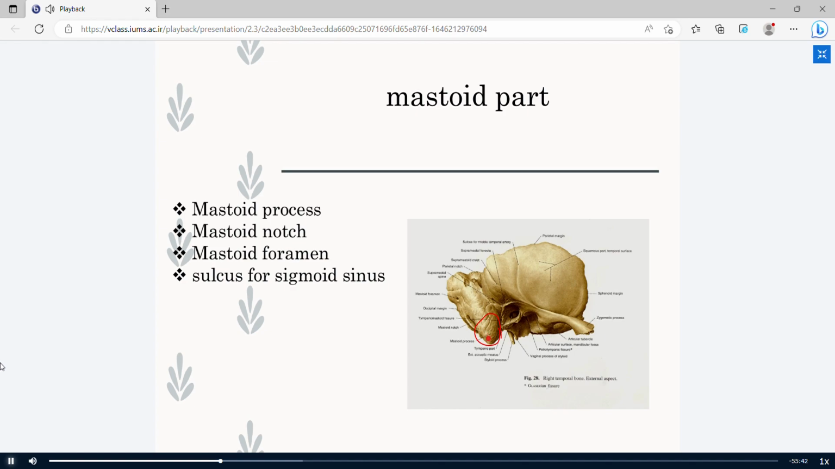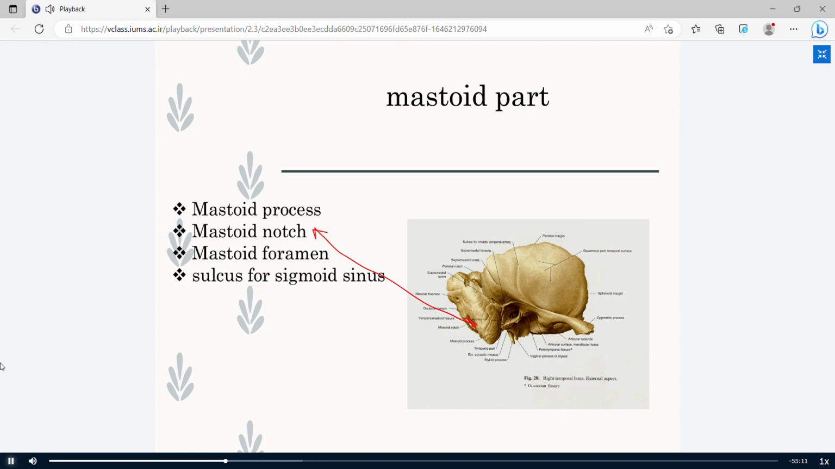At the inferior, this is the mastoid process, and the mastoid process is a place for attaching the sternocleidomastoid in the neck, the SCM muscle. And medial to the mastoid process, there is a notch. This notch is called the mastoid notch.